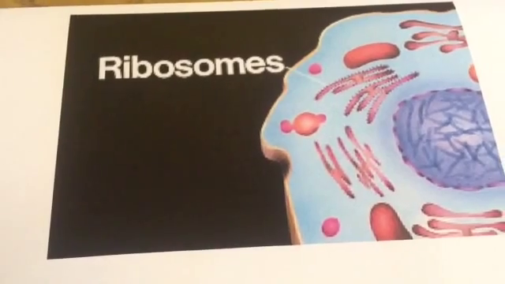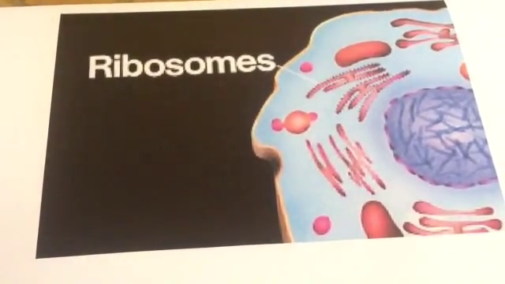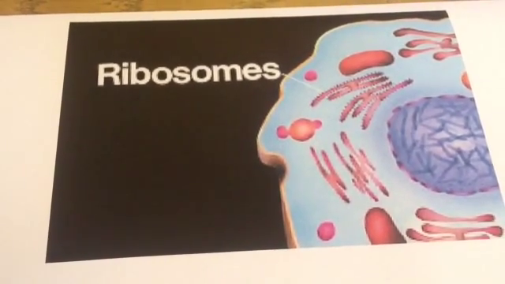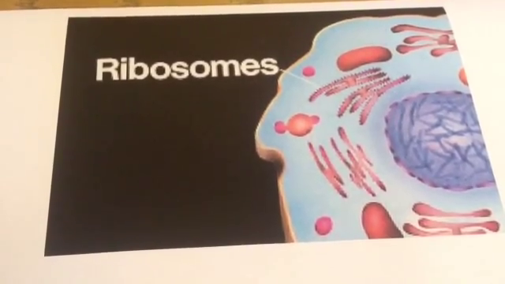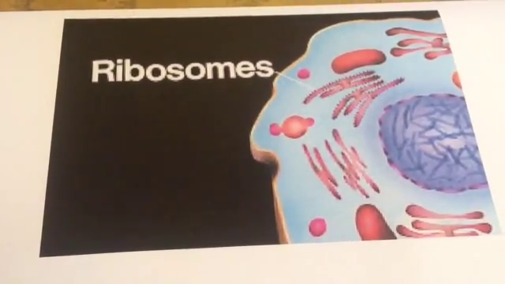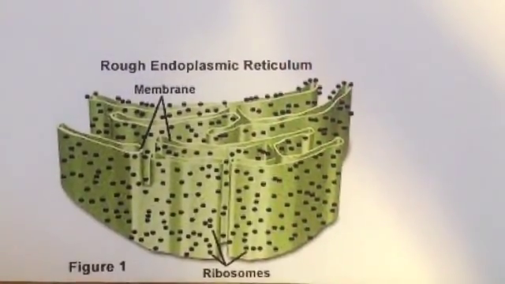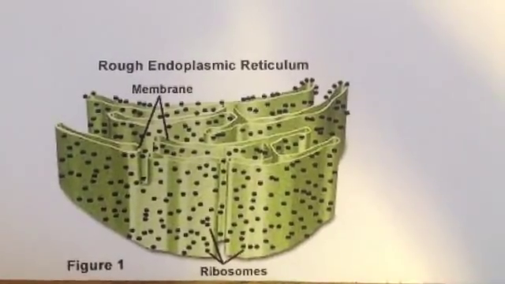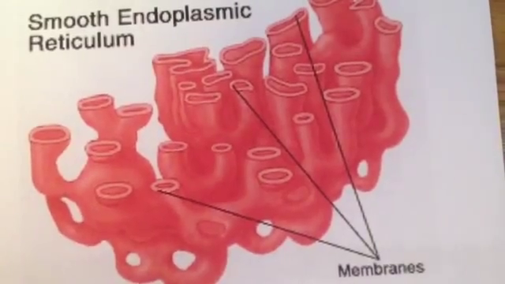A ribosome is a cell structure consisting of RNA and protein organized into two subunits and functioning as the site of protein synthesis in the cytoplasm. In eukaryotic cells, the ribosomal subunits are constructed in the nucleolus. Rough ER is the portion of the endoplasmic reticulum with ribosomes attached that make membrane proteins and secretory proteins. Smooth ER is the portion of the endoplasmic reticulum that lacks ribosomes.